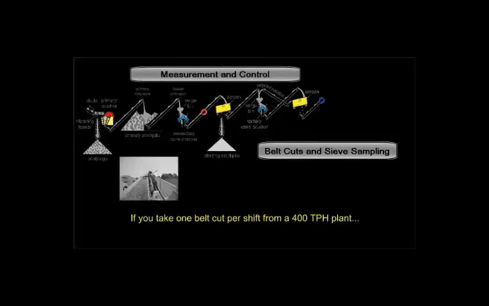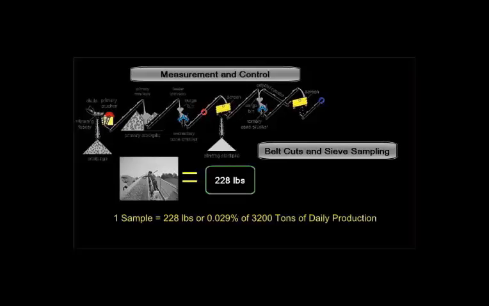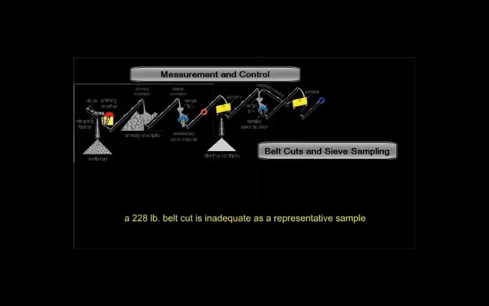If you take one belt cut per shift from a 400 ton per hour plant, that cut represents approximately 228 pounds or 0.029% of the plant's 3,200 tons of daily production. The data resulting from a 228-pound belt cut is simply inadequate as a representative sample of the thousands of tons of product produced daily by a plant.